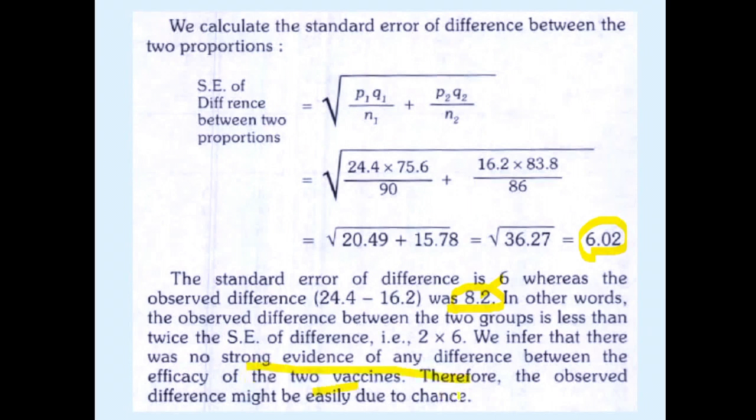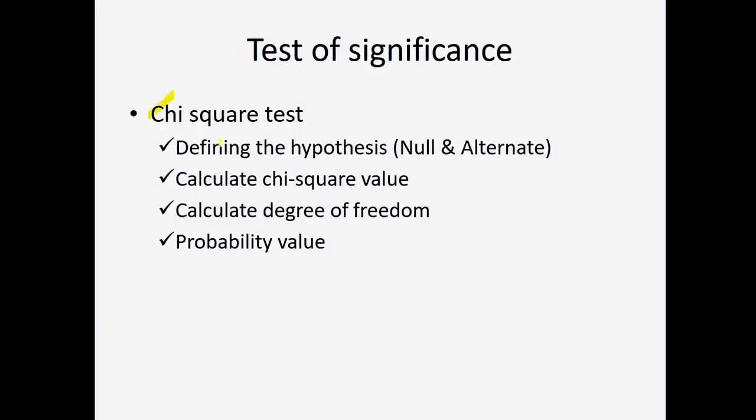Therefore, the observed difference might be due to chance. So we can conclude that. The chi-square test is an important test of significance for two categories. So when we are comparing two categories, for example gender and exam result as pass and fail, then we have to use this chi-square test.